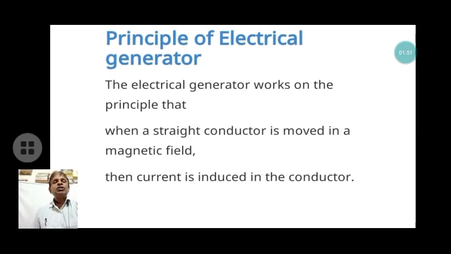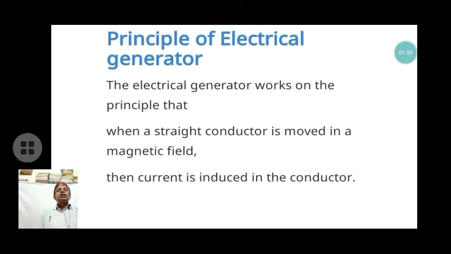Here is the principle involved in the electric generator. The electric generator works on the principle that when a straight conductor is moved in a magnetic field, then current is induced in the conductor. It is based on electromagnetic induction, and that is why the principle of the electric generator is based on electromagnetic induction.